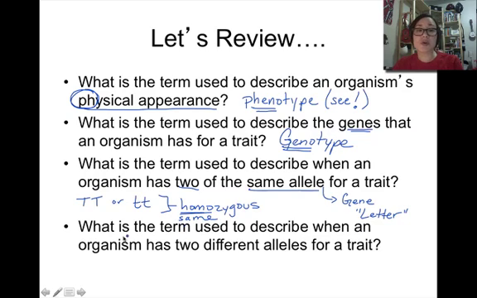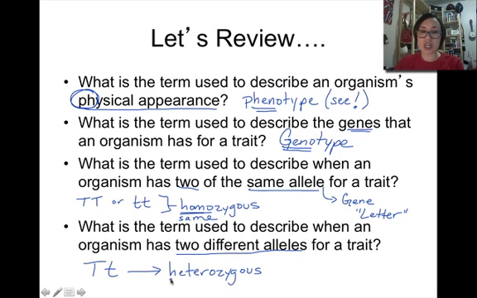Now our last review question asks, what is the term used to describe when an organism has two different alleles for a trait? So in this case, there's only one option. You have to be big T, little t. If you're big T, little t, the term that we're going to use to describe that is heterozygous. And if you remember from our last discussion, that prefix hetero means other, or we could also say that it means different. So we have one capital letter and one lowercase letter.